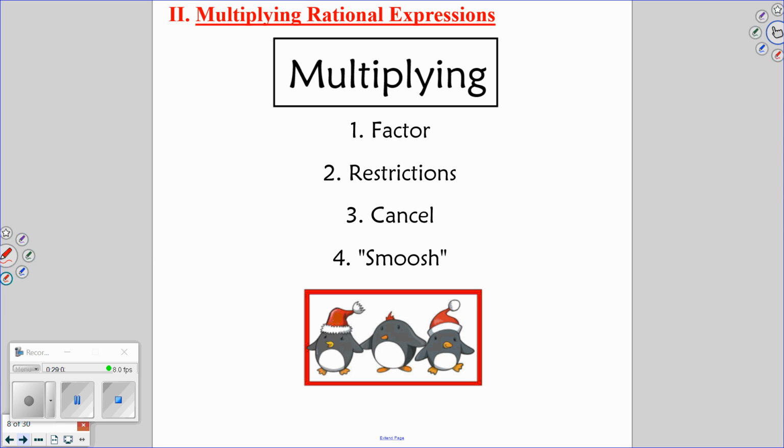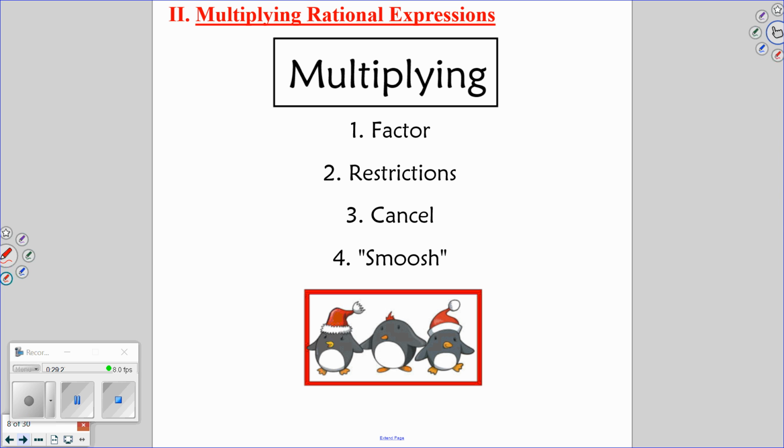Okay, that's great. All right, so we're going to move into multiplying. You could have 2 fractions, you could have 3, you could have 4, doesn't matter. Typically we have 2, but don't panic if you see 3 or more. What's the only difference between the steps we just did? Smoosh. Isn't that fun to say?